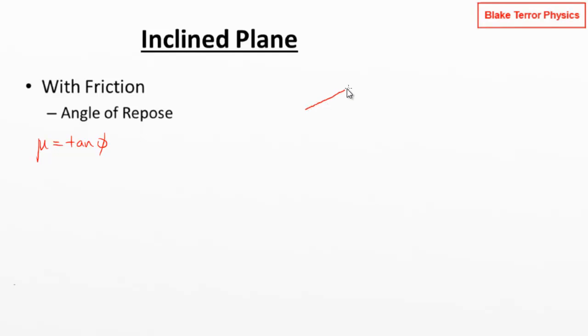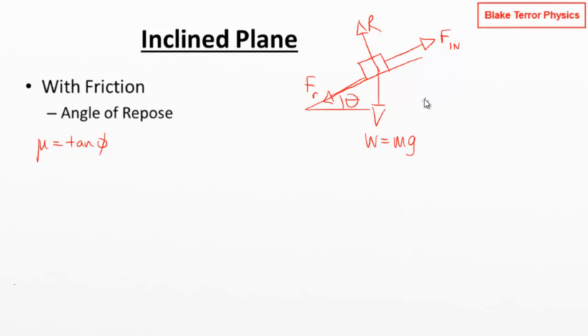So we've got our slope, which is at some angle theta now, so we're not putting it at the angle of repose. That will just turn up later on. And we've got our block on it. We've got the weight going down, which we're going to say is equal to mg. We've got an input force, which is what we're using to drag the object up the slope. We've got our reaction force, as usual, perpendicular to the slope. We've got the friction opposing the motion, F_R.